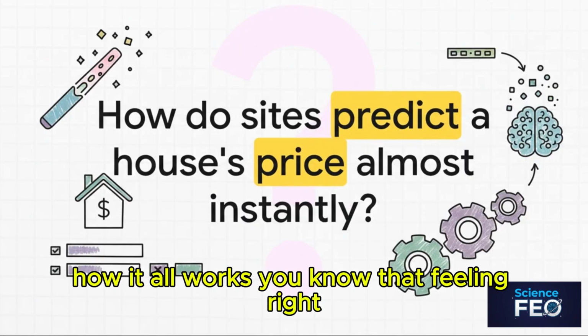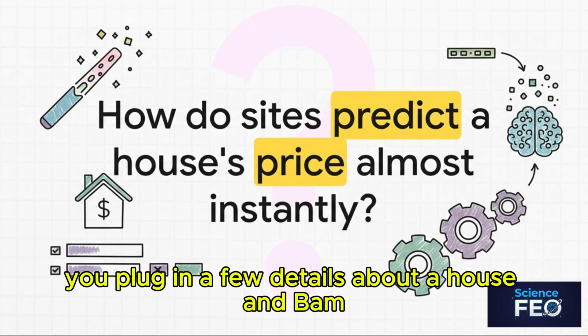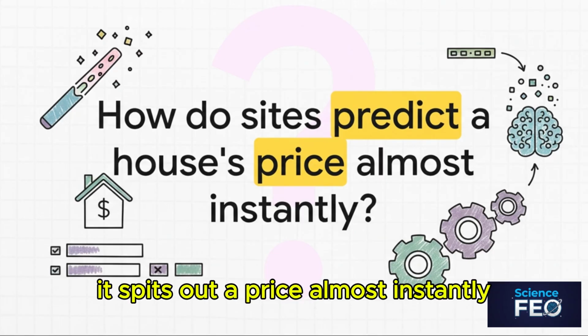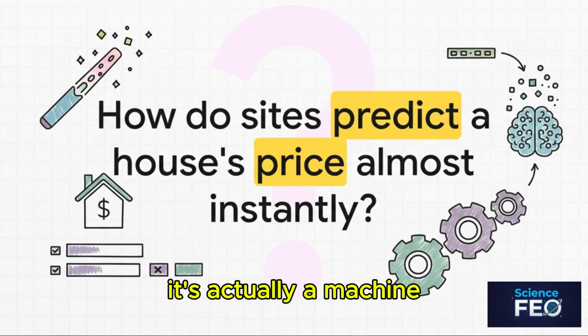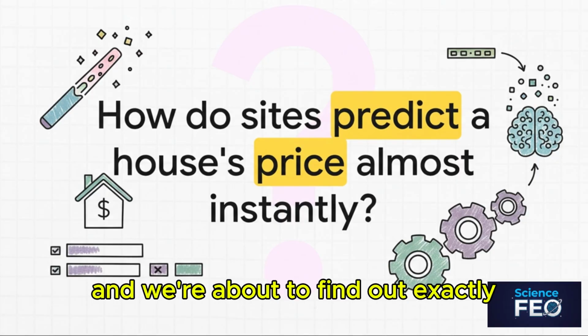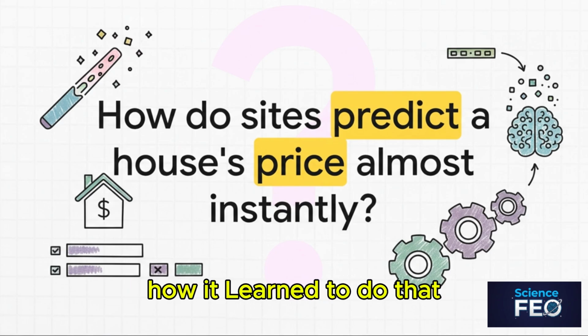You know that feeling, right? You're on a website, you plug in a few details about a house, and bam, it spits out a price almost instantly. It feels a little bit like magic. Well, it's not. It's actually a machine that's been taught to see patterns, and we're about to find out exactly how it learned to do that.